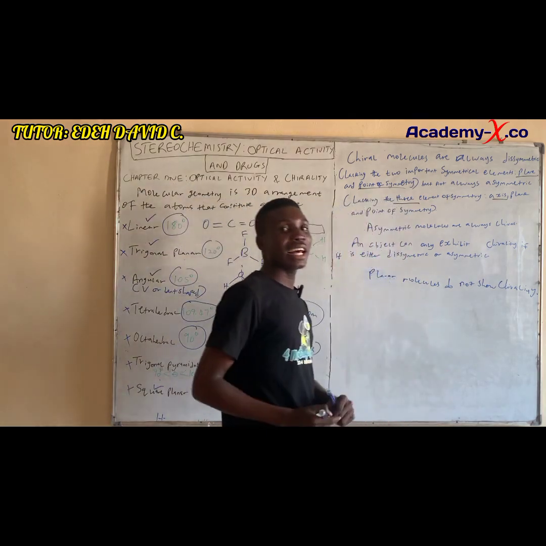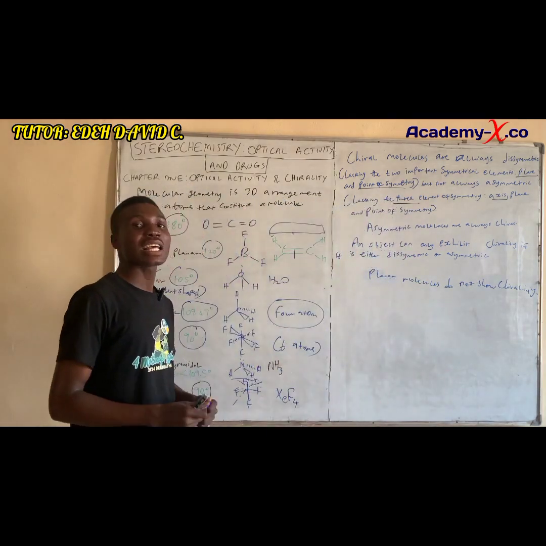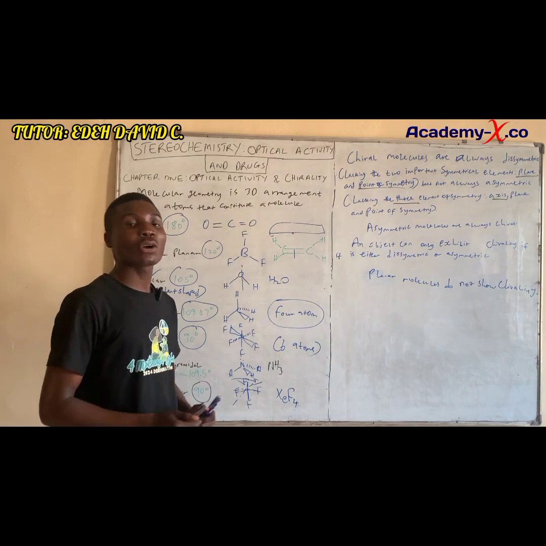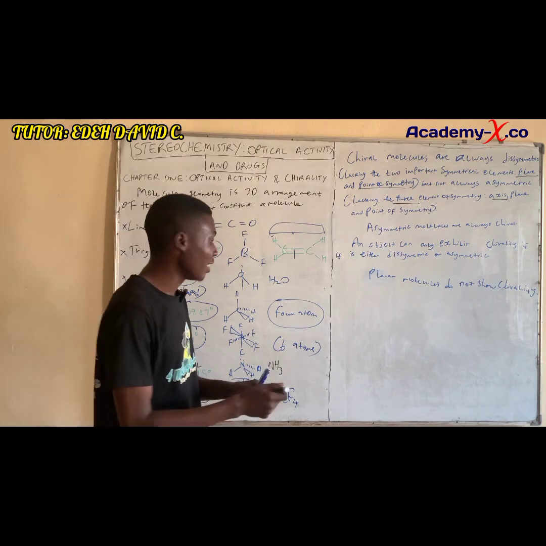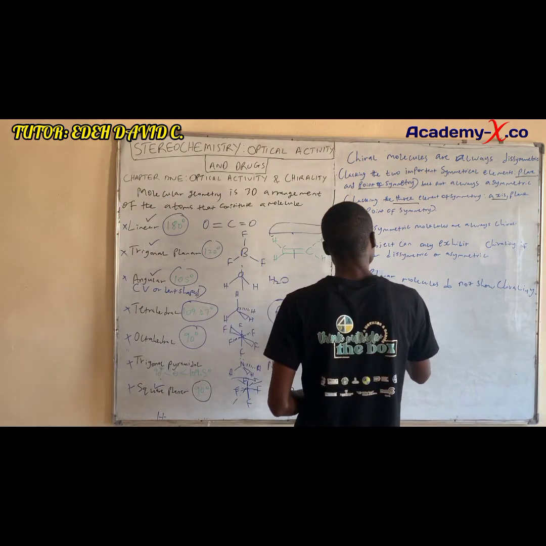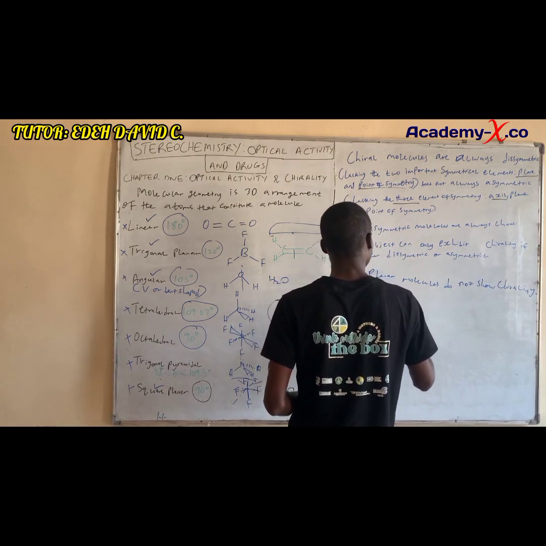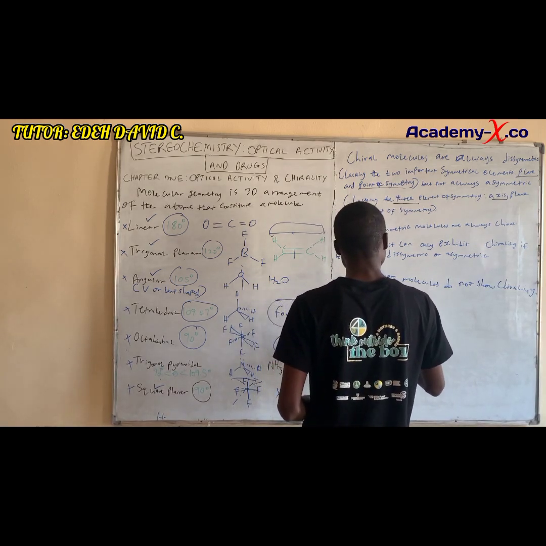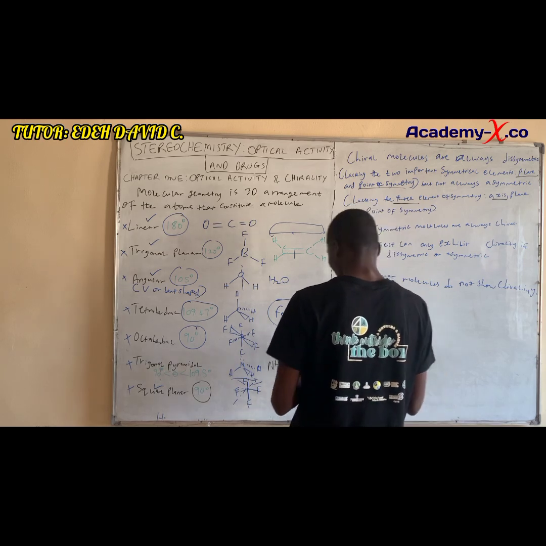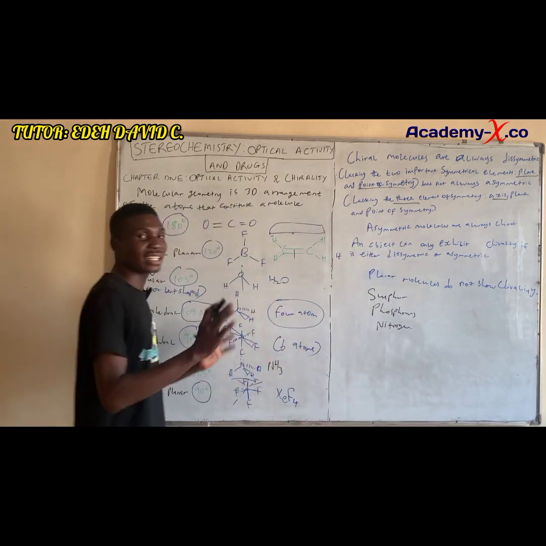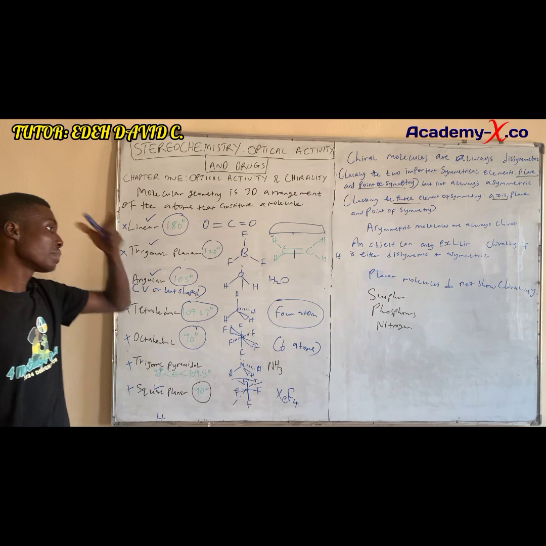And then finally, I would like to bring to your notice the fact that carbon is not the only element that can exhibit chirality. You can have chirality in sulfur, you can have chirality in phosphorus, you can have chirality in nitrogen. These things we are going to see as we make progress in this course.